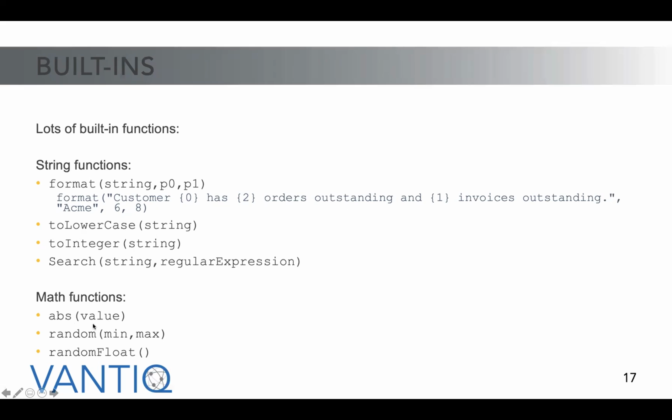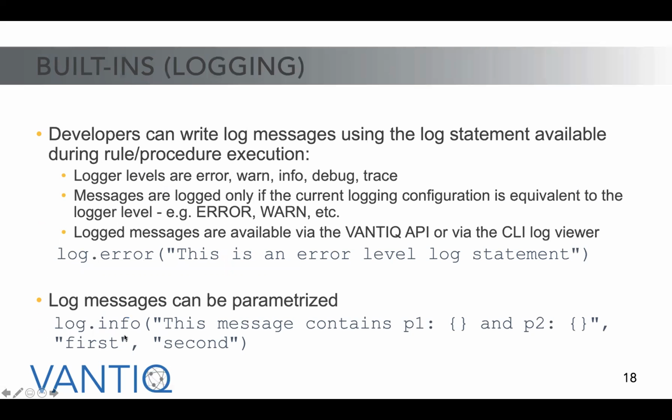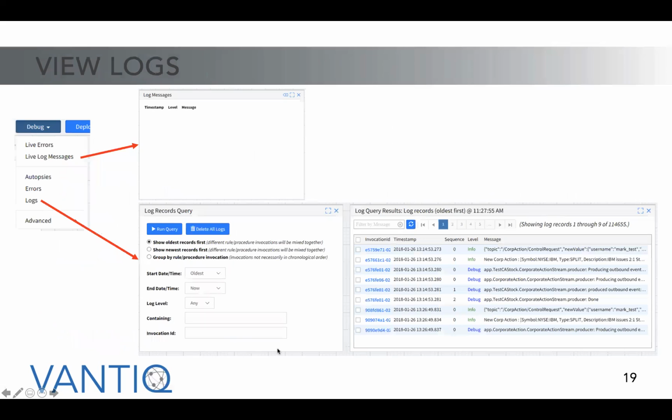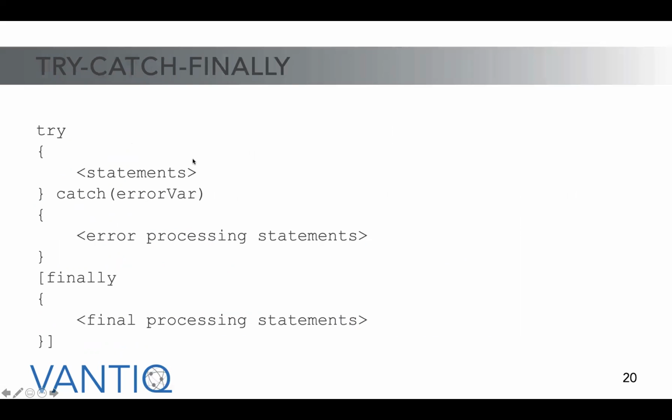Math functions, you may have absolute values, random float, and so many others. You have logging features, so you can put like log error, log info, log verbose, log warning, and put the information that you want anywhere in your code, including some variables that you want to change. To see the logs, I'm gonna talk about this on Friday. So actually, I'm gonna talk about this later. So don't worry right now.